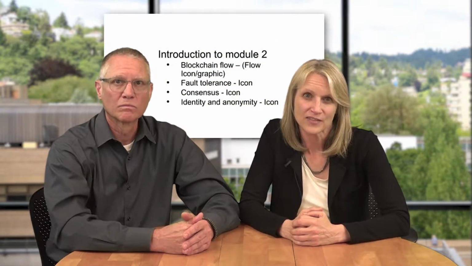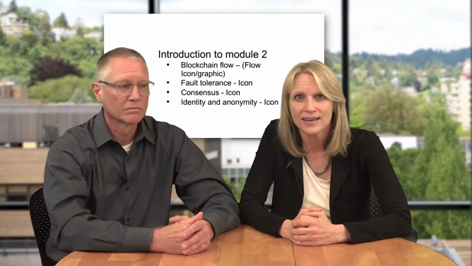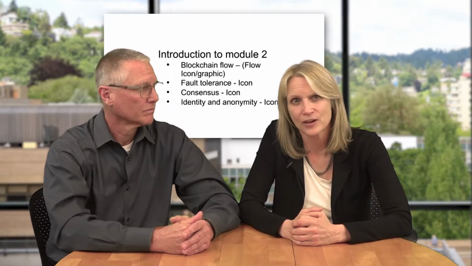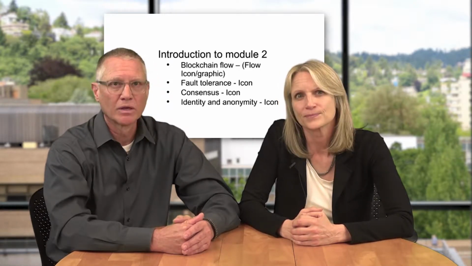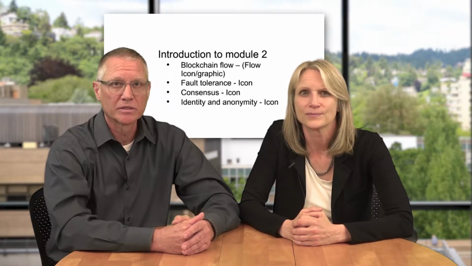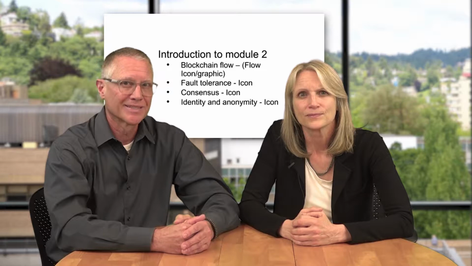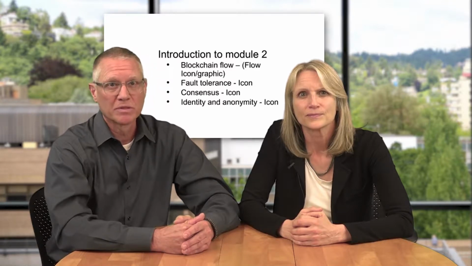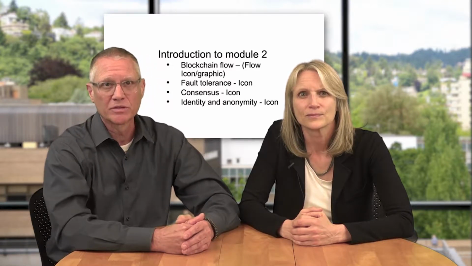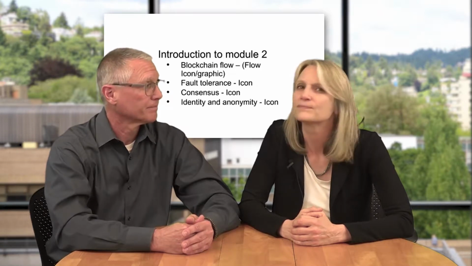This module will start getting pretty technical. So we're going to start by talking about the blockchain flow. We'll talk about the process of how a block becomes a block and how blocks are chained together in the blockchain. And next we'll talk about fault tolerance, how we make sure that our network doesn't go down, and the notion of consensus. When there are multiple copies of the ledger, how do we make sure that there's a consensus about what's in that ledger?